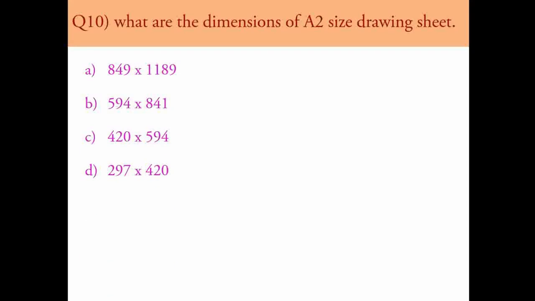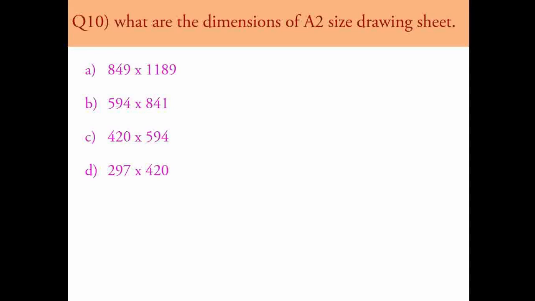Now the next question, number 10. What are the dimensions of an A2 size drawing sheet? Yes, most of the time we are using the A2 size drawing sheet for submission purposes and the A3 size sketchbook for drawing purposes in the drawing practicals. So here you have to mention the exact size of the A2 size drawing sheet in terms of length and height. The options are in mm, all the dimensions are in mm, that all of you are aware of. The first option is 849 into 1189 mm, then 594 by 841, third option 420 by 594, fourth option 297 by 420.